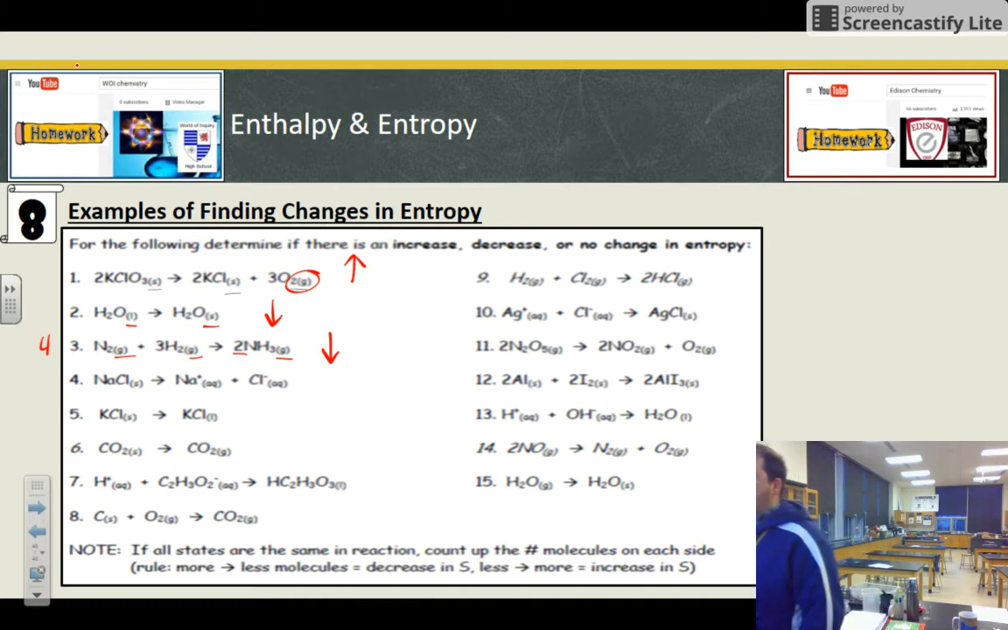All right, NaCl, I have a solid going to two aqueous things. Notice I have one thing going to two things. Two things is definitely more random, especially aqueous. All right, solid to liquid, same thing. Liquid is more random than solid. Are we getting a feel for how we're doing this? Solid to gas. Gas is much more random, therefore my entropy is going up. So that's just how we do the whole thing.